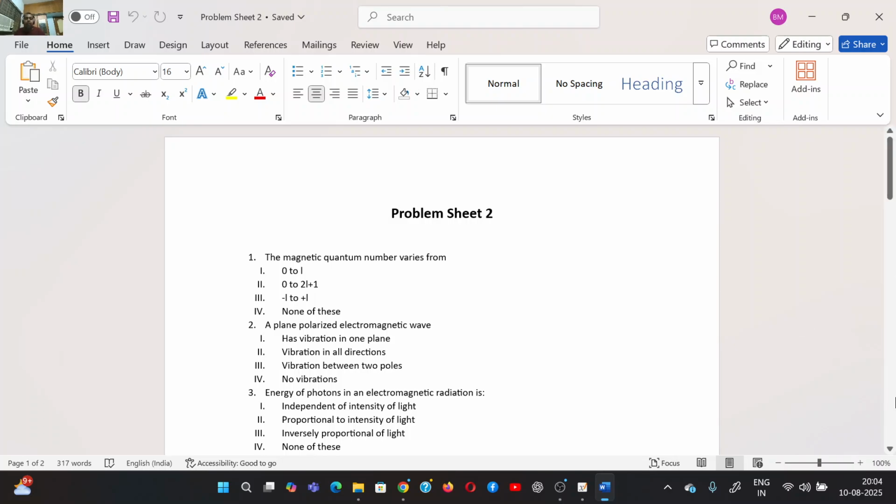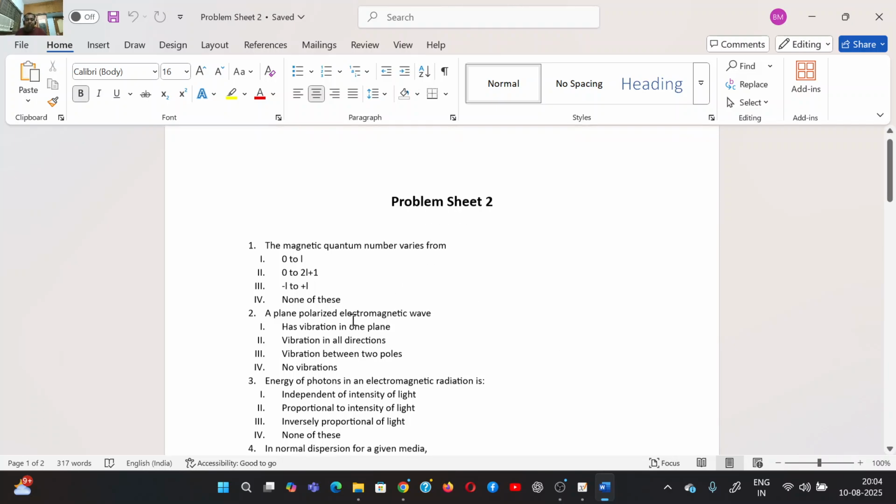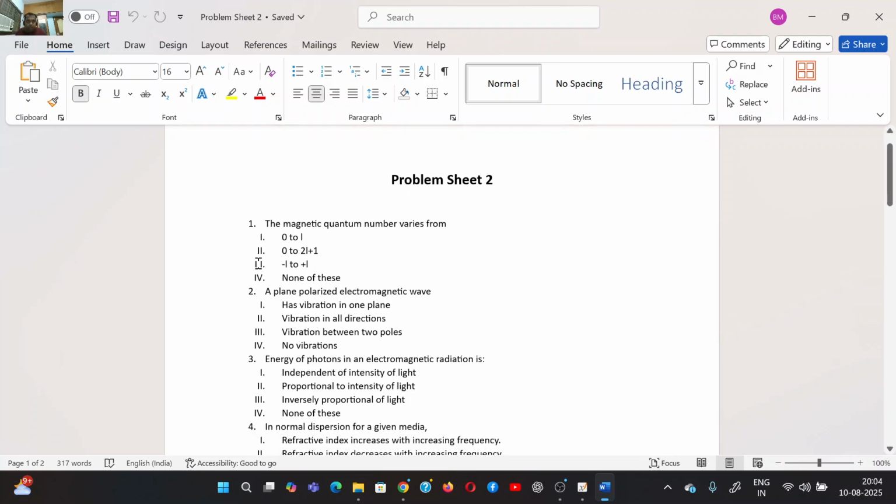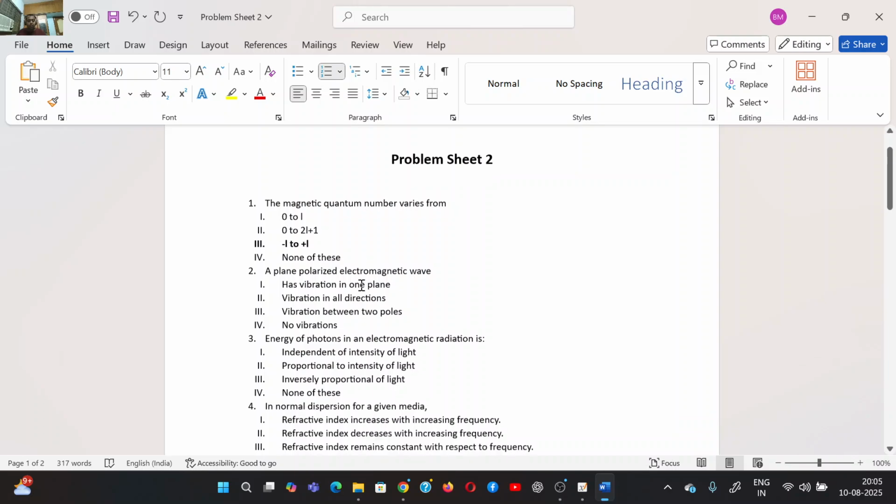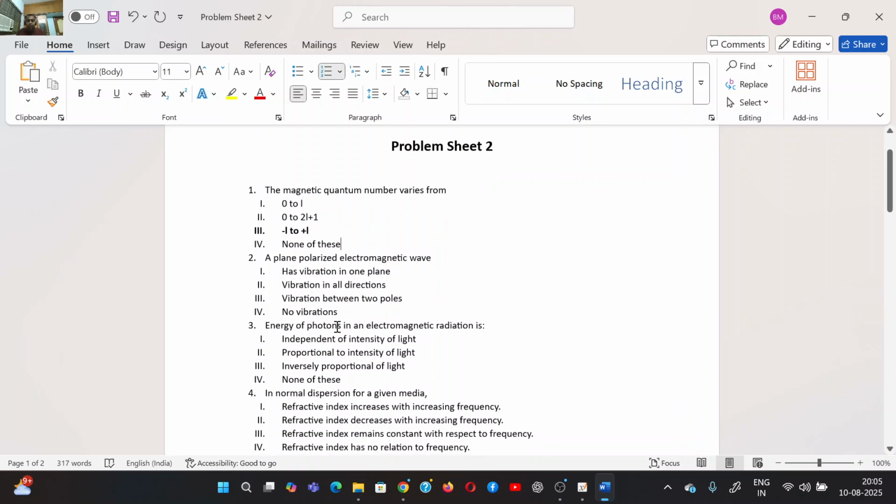Okay, let's look at this. The magnetic quantum number varies from minus L to L, right? If L is equal to 2, then the magnetic quantum number can be minus 2, minus 1, 0, 1, 2. So 5 values. A plane polarized electromagnetic wave has vibration in one plane.